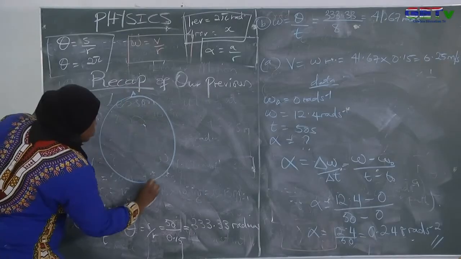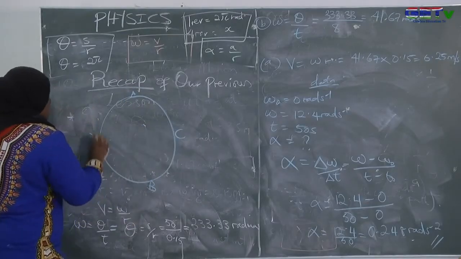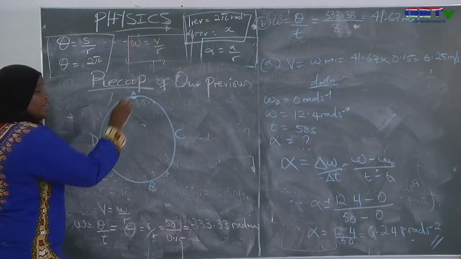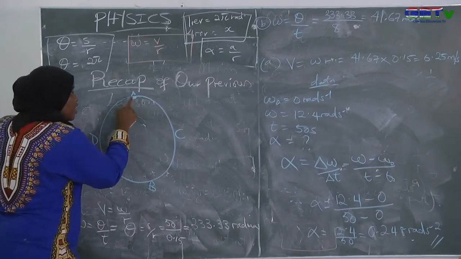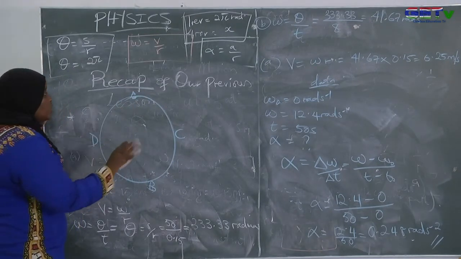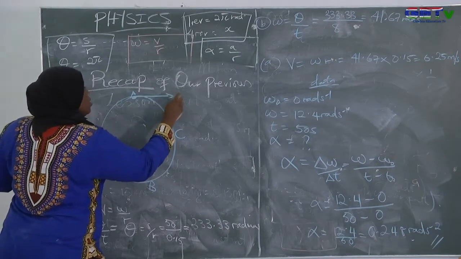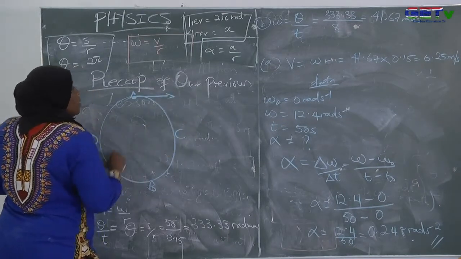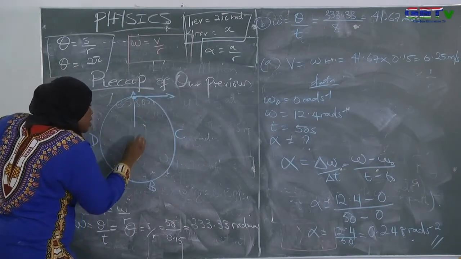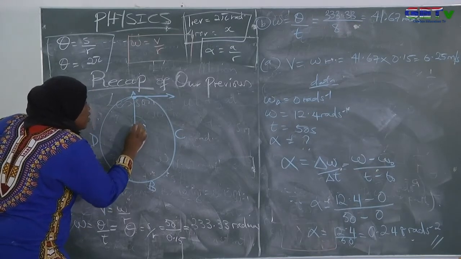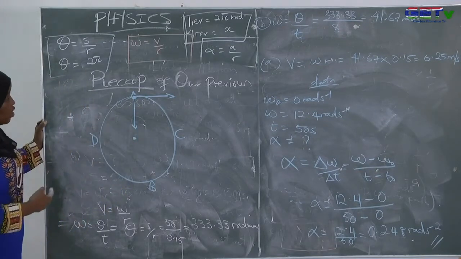Let's label these points A, B, C, and D. When the object is at point A, what happens to the magnitude of the velocity? It will be the same. It will not change, but the direction will be somewhere around that end. But then the acceleration will always be directed towards the center of rotation, or axis of rotation.